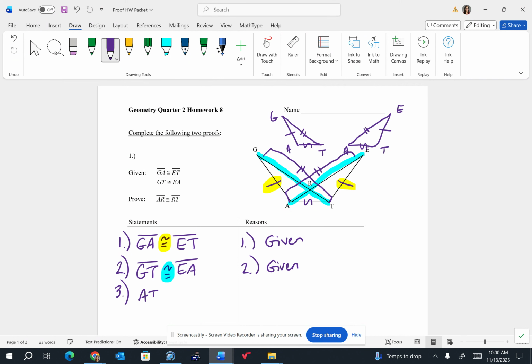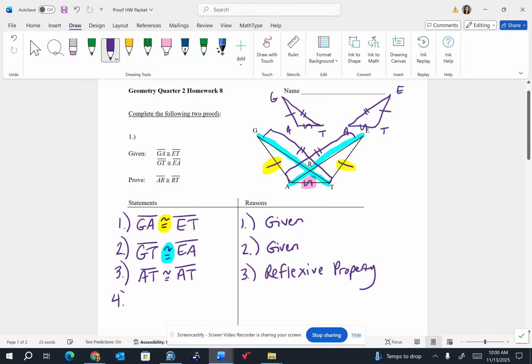I already mentioned to you that AT is congruent to itself by the reflexive property. So that is going to be step 3. And it's looking at first glance like this is going to be a pretty quick proof because we already have 3 things. So we're already ready for our congruent triangles.